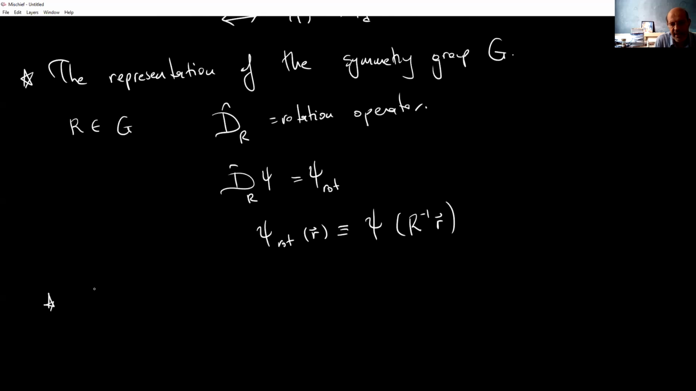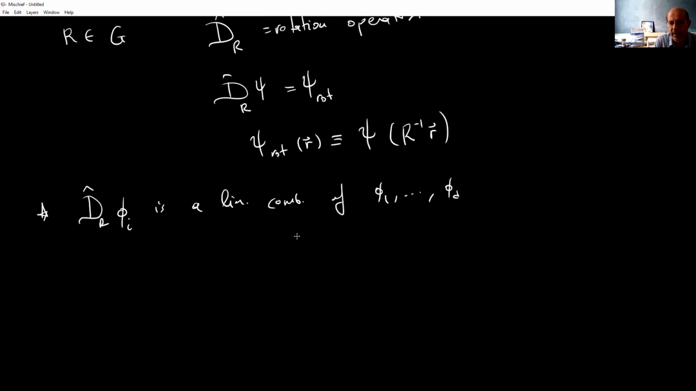So let's say it like this. We require that D(R) applied on each of these atomic orbitals is a linear combination of phi_1 to phi_d. This is how we have chosen, all right? So this is something given. Let's write this explicitly. The rotation operator applied on phi_i, when this wave function is rotated by R, I get the linear combination. I'm just going to write this thing down like that.